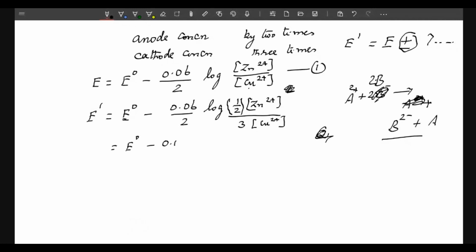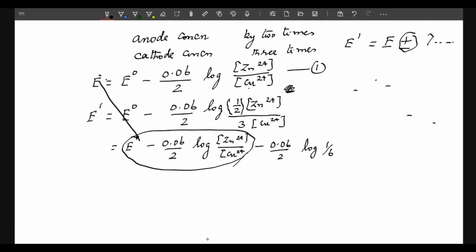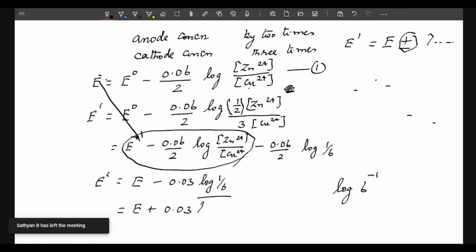spread this log factor as usual, as we have done in the last one: log of concentration of zinc 2 plus by the concentration of copper 2 plus, minus 0.06 by 2 into log of 1 by 6. Do you follow this? Then this is equivalent to what? This is equivalent to nothing but E. Therefore, E prime is equal to E minus 0.03 into log 1 by 6. We will change log 1 by 6 as 6 power minus 1, and this minus 1 and this minus would become plus 0.03 into log of 6.